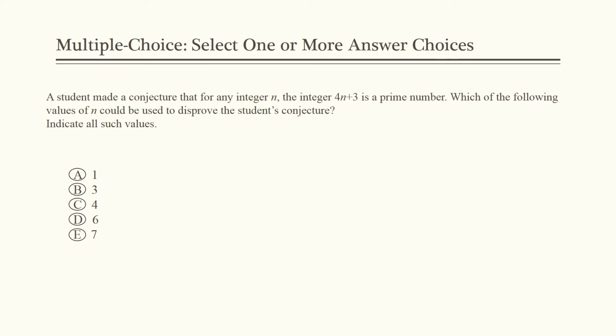Another kind of multiple choice question is select one or more answer choices. Let's take a look at an example. A student made a conjecture that for any integer n, the integer 4n plus 3 is a prime number. Which of the following values of n could be used to disprove the student's conjecture? Indicate all such values. How do you approach a multiple choice question with one or more correct answers?